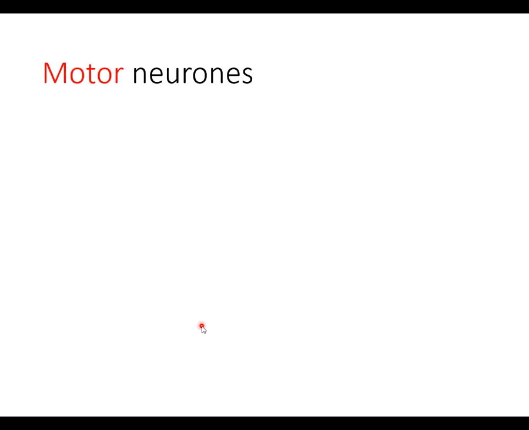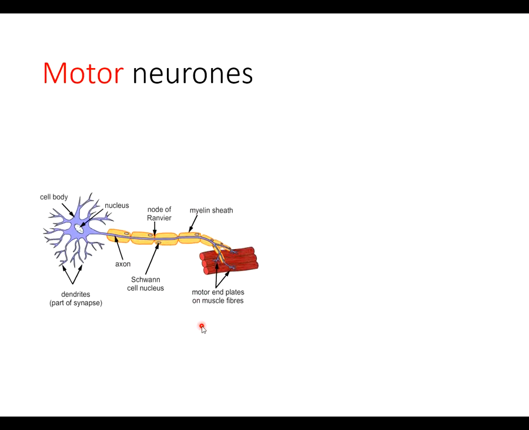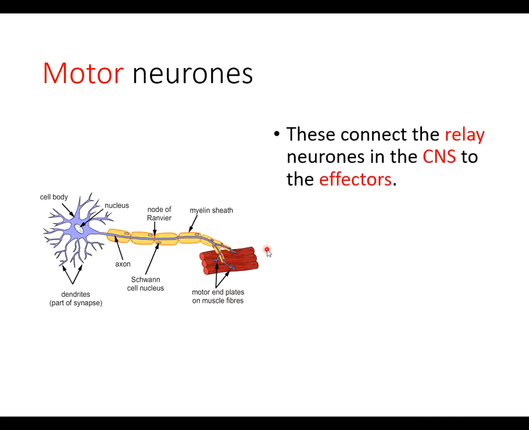Lastly, we have the motor neurons. Now, motor neurons get things done, like motors. They're a slightly different shape. At one end, they have their cell body with the nucleus inside of it. They then have a very long axon, and then they go down here to the end to what we call an effector. So the effector is usually a muscle or a gland.